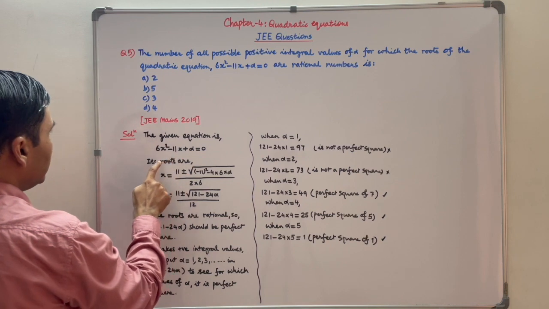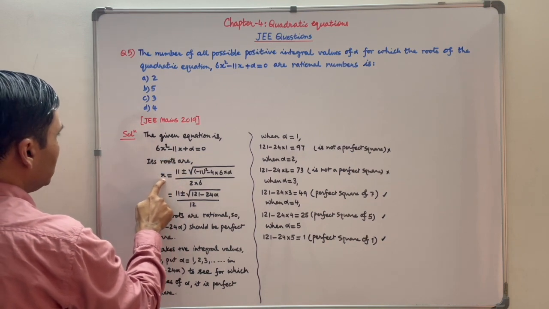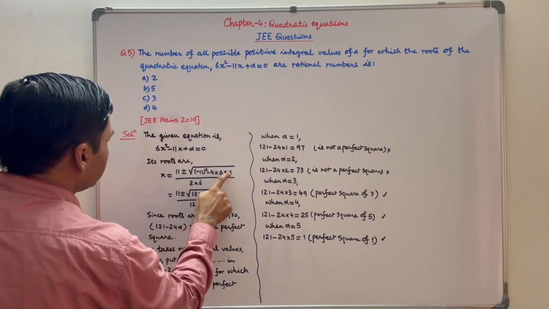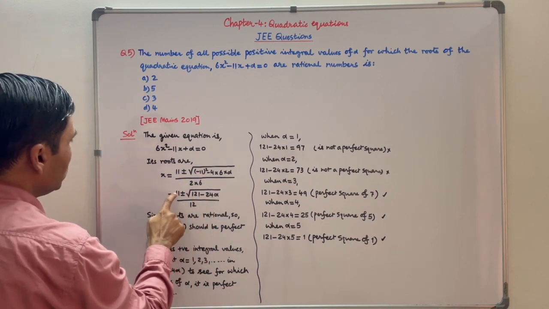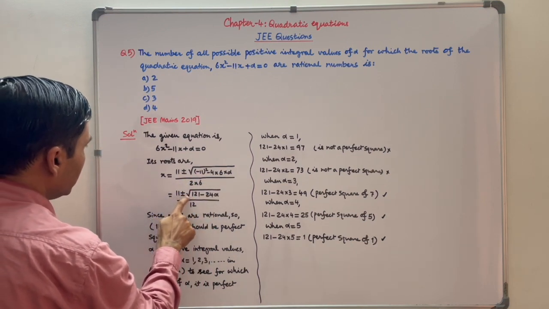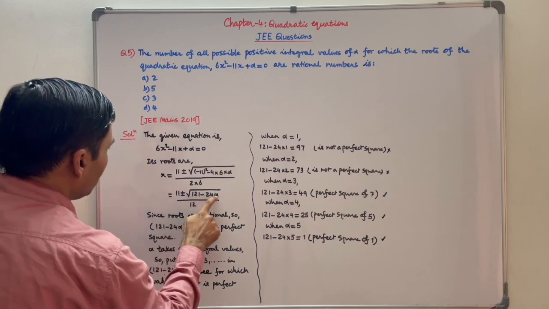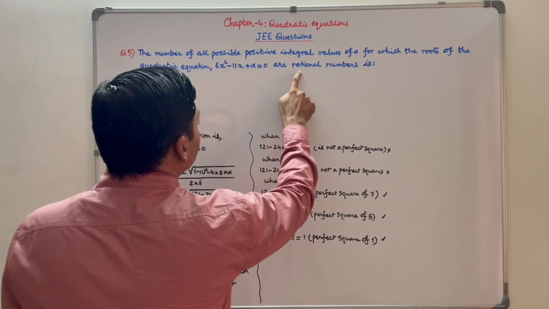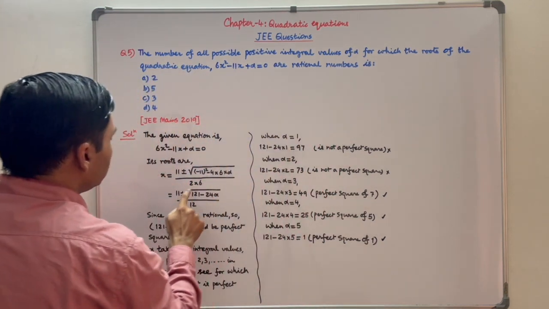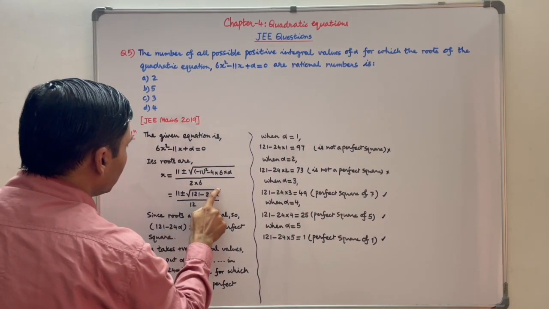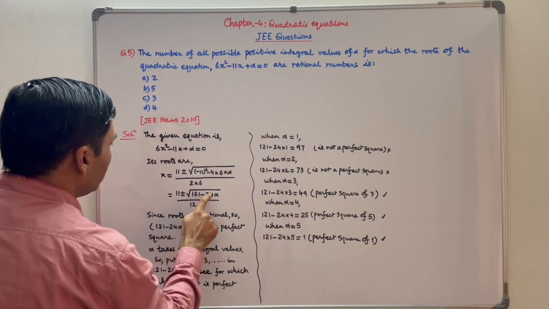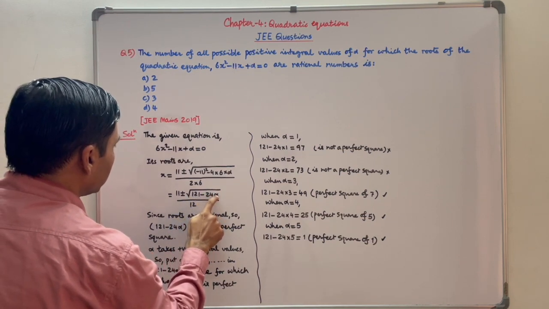So we can find its roots by the formula x is equal to minus b plus minus under root b square minus 4ac upon 2a. So the roots are 11 plus minus under root 121 minus 24 alpha upon 12. It is given that roots are rational numbers. That means this under root sign should not be there. Or in other words, 121 minus 24 alpha should be perfect square.